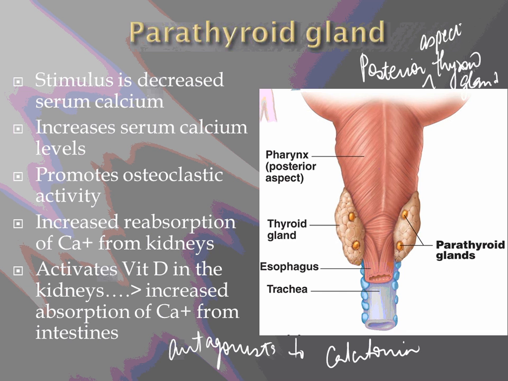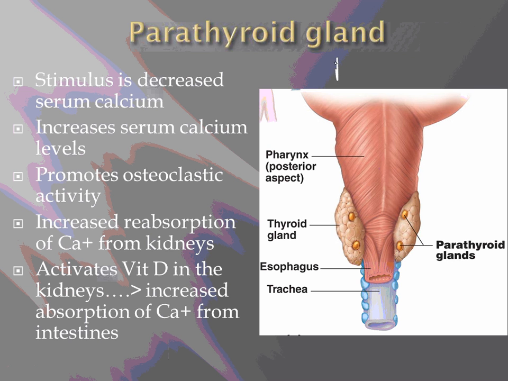So they have something to do with calcium metabolism. The hormone produced by this gland is called parathormone or parathyroid hormone. So their function is to increase serum calcium.